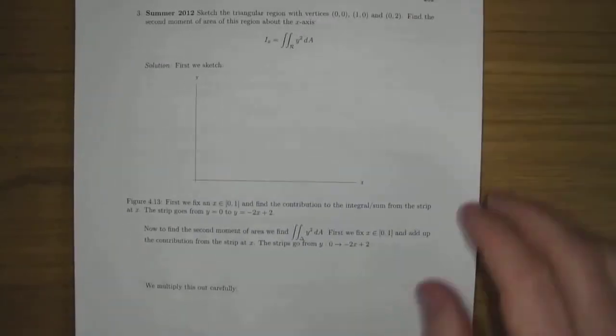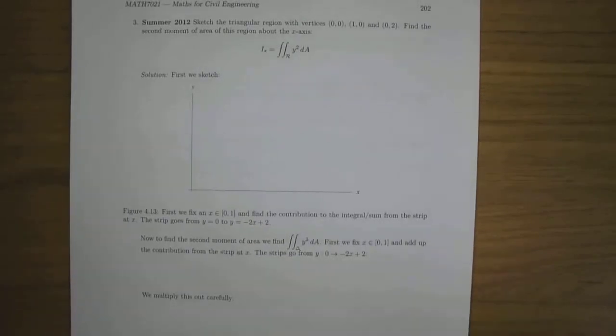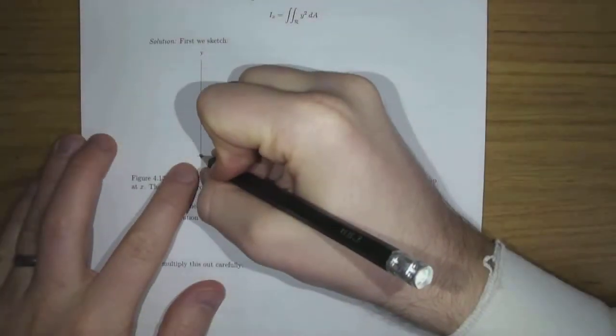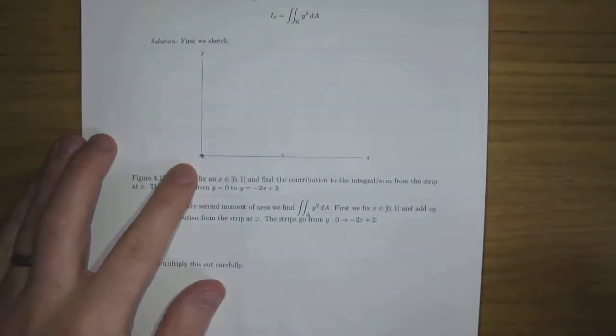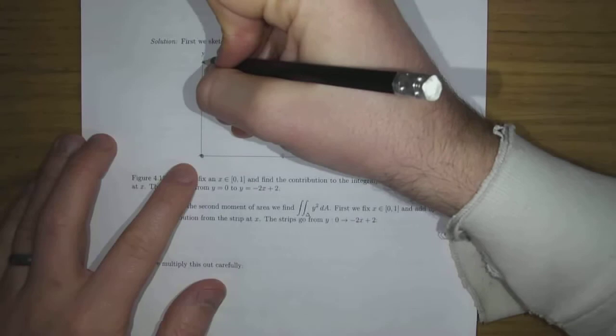The second moment of area of a triangle. Right, let's see what we got. Sketch the triangular region with vertices 0, 0, 1, 0. That's 1 along the x, 0 along the y, and 0, 2, which is 0 along the x, 2 along the y.